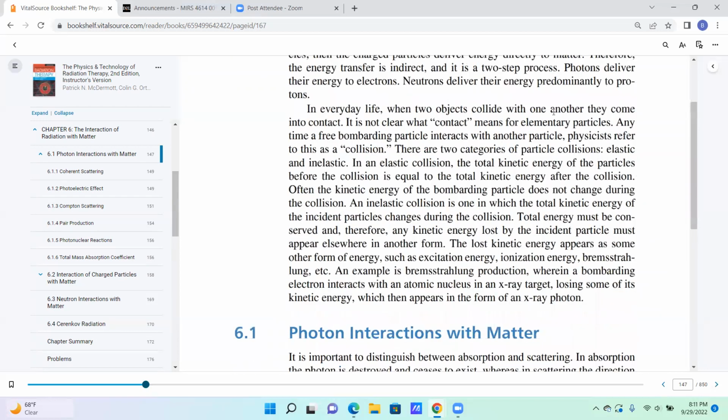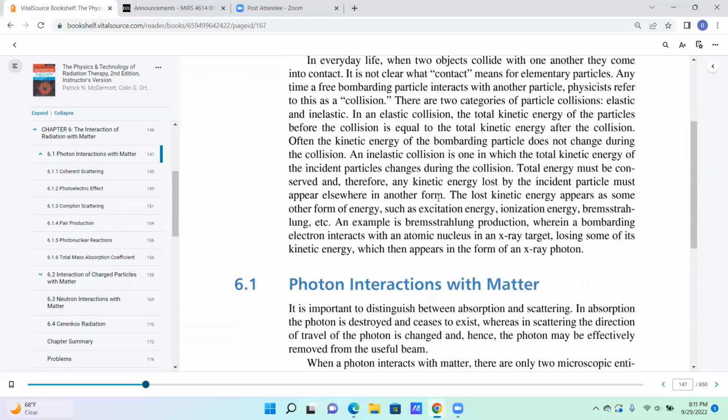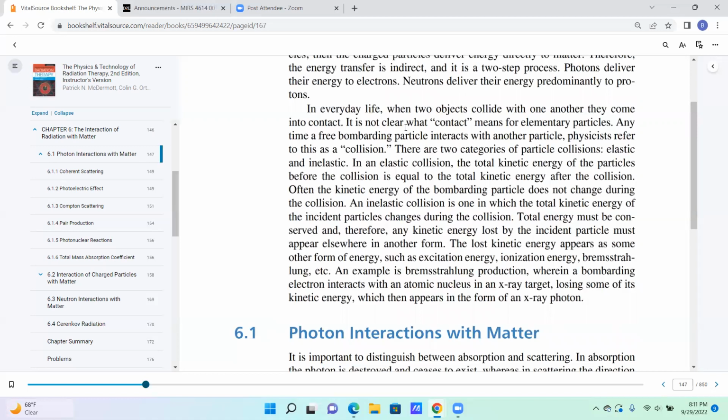When two objects collide with one another, they come into contact. It is not clear what contact means for elementary particles. The rules are a little different there. Anytime a free bombarding particle interacts with another particle, physicists refer to this as a quote-unquote collision. So it's not necessarily like a billiard ball collision or a hit and run, that kind of thing. If you get close enough here, that's going to count as contact.